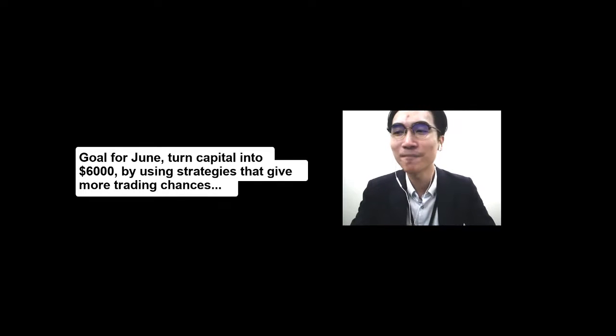So well, the goal for me for June is actually to turn my capital into 6,000. So I'm 1,000 away, but I think if I keep my spirit up and use the same strategy, the GMMA and the SMA, I think 1,000 is not really a problem within 2 weeks. So well, I will see how I go for the next 2 weeks, and I will share the result with you guys again.